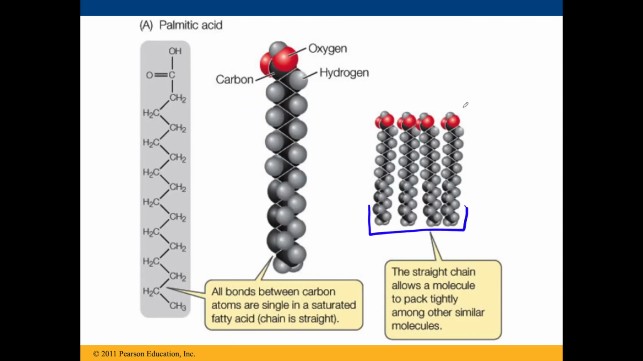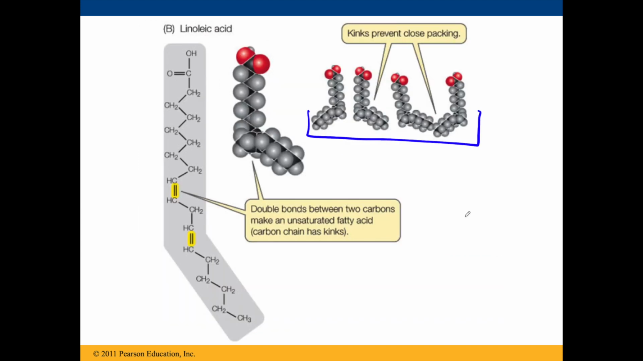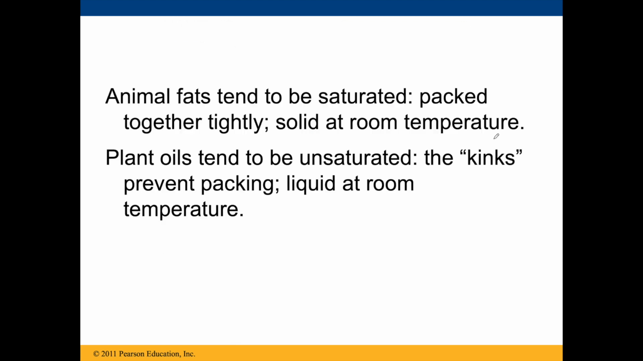So in this saturated fat, these molecules are packed very tightly together, just like in a solid. In this unsaturated fat, these molecules are not packed as tightly together, they're spaced out more, just like in a liquid, where the molecules are farther away from each other. So animal fats are saturated, they're packed together, they tend to be solids. Plant oils tend to be unsaturated. The kinks in the chain prevent them from packing tightly together, so they tend to be liquids at room temperature.